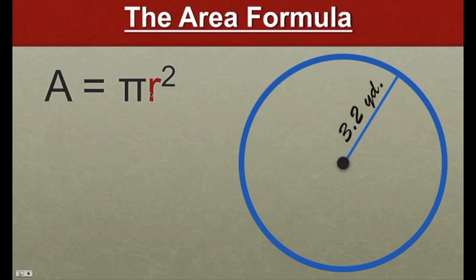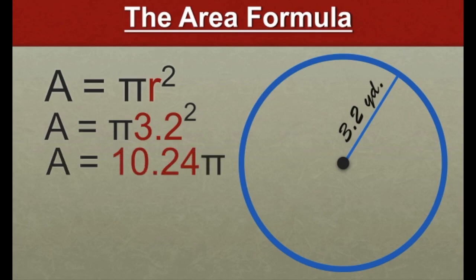Well, what's the radius of our circle? We just said it's 3.2, so we'll plug that in. Area equals pi, 3.2 is my radius, squared. So now what's 3.2 squared? 3.2 squared is going to be 3.2 times 3.2, and that gives me 10.24 pi. So my area is 10.24 pi.